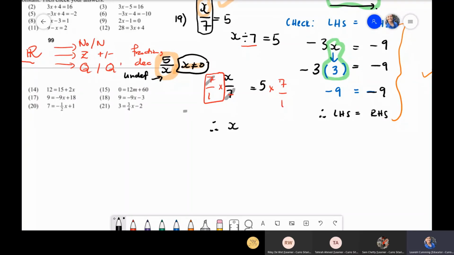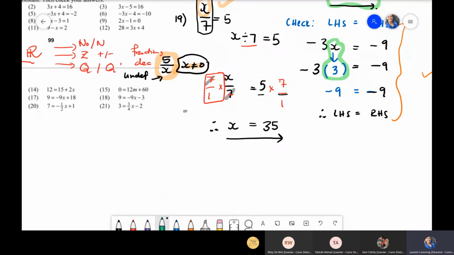Always, therefore, no double equal sign. There shouldn't be an equal sign here and an equal sign there, okay? Make sure you have that in your workbooks. And therefore, I can now say 5 times 7 is in fact 35.